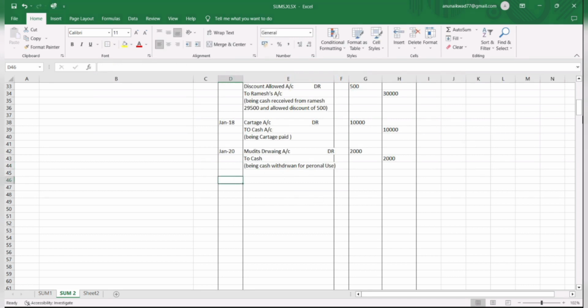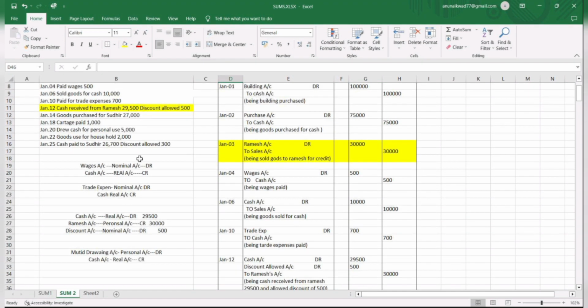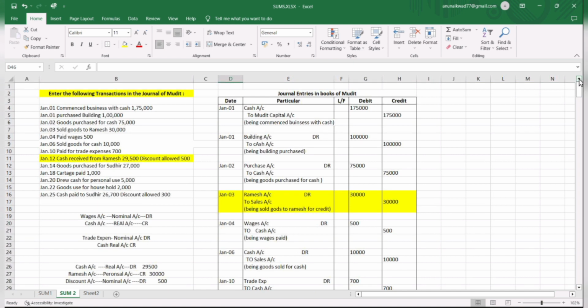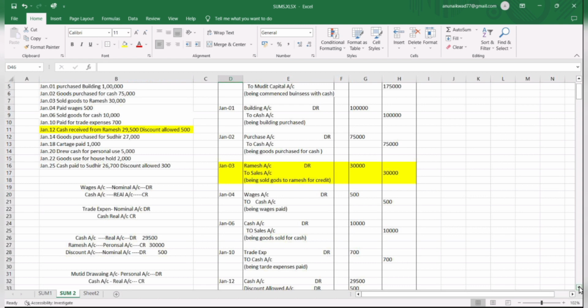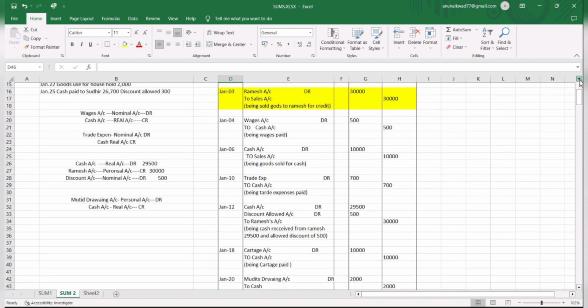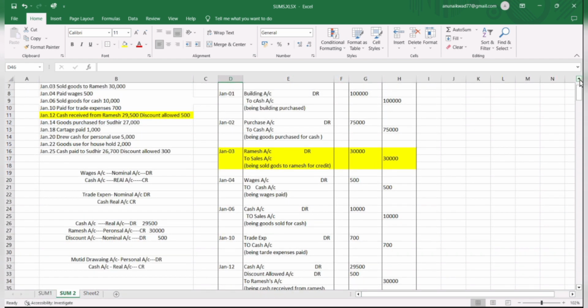Next, last transaction, cash paid to Sudhir 26,700, discount allowed 300. Now, when did we have a transaction with Sudhir? Oh, we missed that transaction. We will record this transaction first.